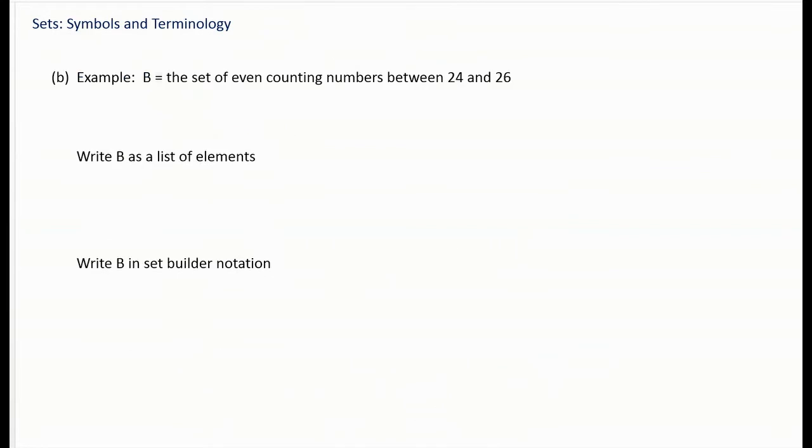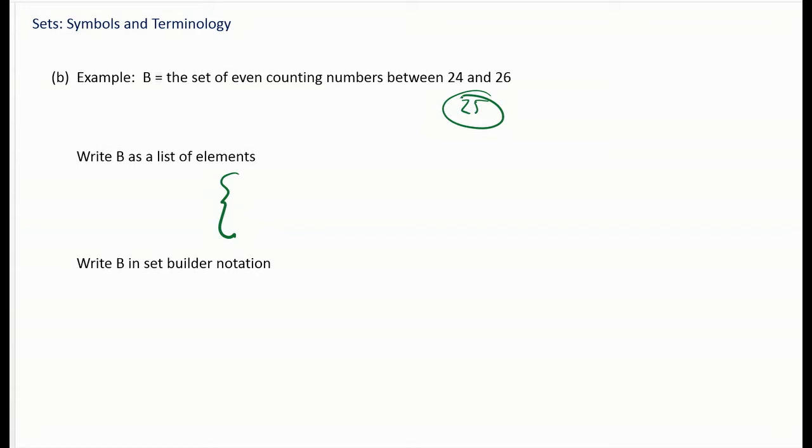So for example B, we're going to do something very similar. This time I called the set B. Notice again it's a capital letter. And in written form, it's the set of even counting numbers between 24 and 26. So we're supposed to write B as a list of elements. Okay, so that's when we need our curly braces, and we're just going to list every even counting number between 24 and 26. Now let's think about the counting numbers between 24 and 26, and I believe there's only 25 between 24 and 26, right? Just the number 25.